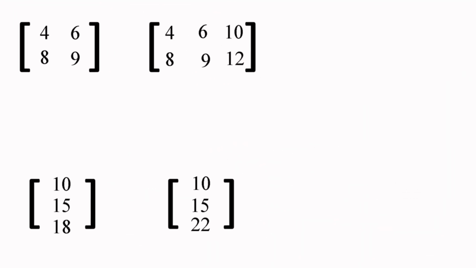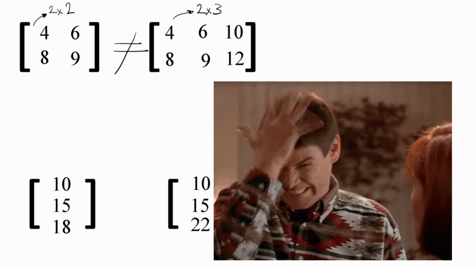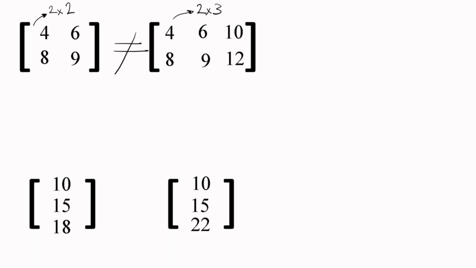Look at this one. We want to check if they are equal to each other or not. First, let's check the order. This one is 2 by 2, but this one is 2 by 3. So the first condition is not going to be fulfilled, and these two matrices are not equal to each other. You might think to yourself, but some of the elements are equal to each other. Okay, but was it one of the conditions? If some of the elements are equal to each other, then no. You must fulfill both of the conditions.